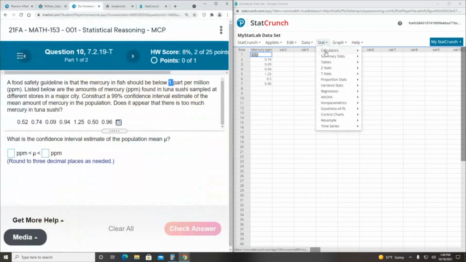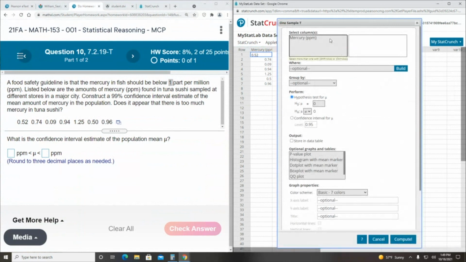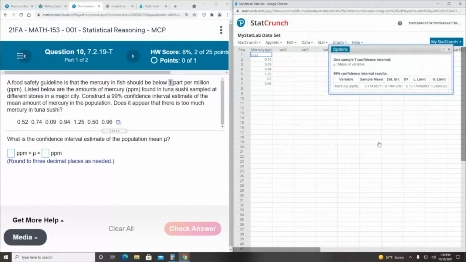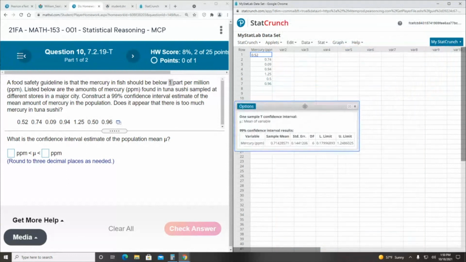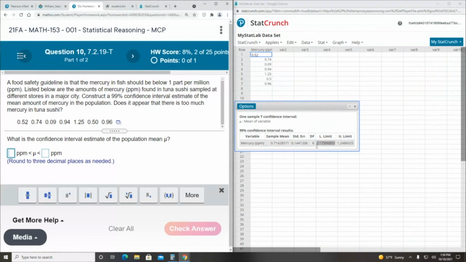So back to StatCrunch, Stat, T Stats, 1 sample. I do have the data this time. Nice. So all I have to do is choose the column where that data resides, enter my 0.99 for my confidence interval, and I'm done pretty much. It does all the work for me. It counts the number of data items. There were 7, and subtracts 1 to get me my degrees of freedom of 6. Gives me my lower limit and upper limit. Really all I have to do is the rounding.